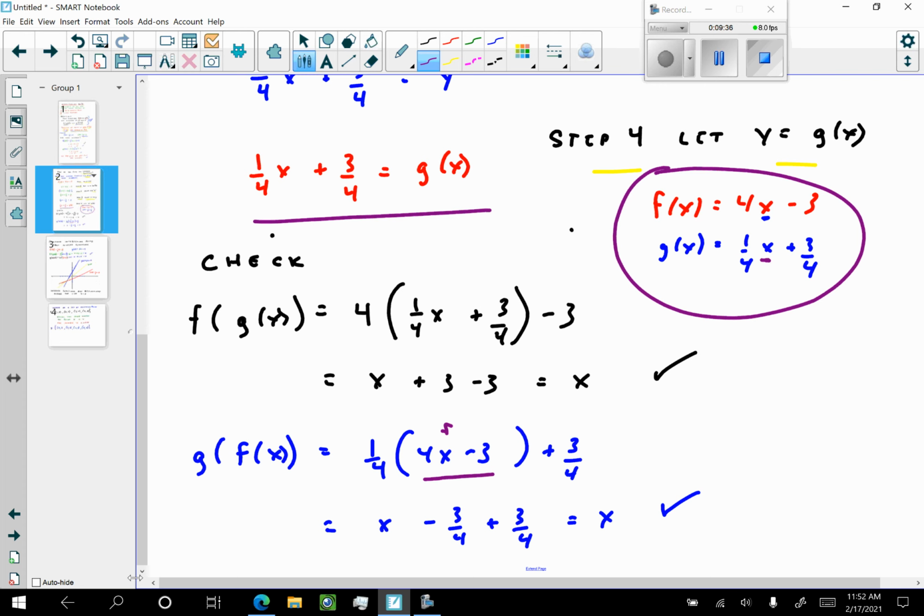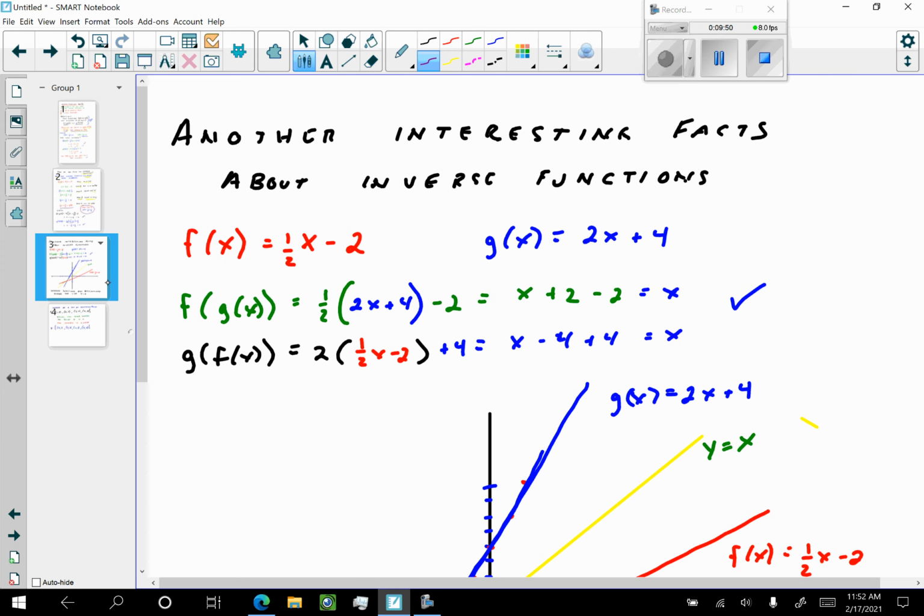Okay, here's something interesting. The next slide is going to show us an interesting property about inverse functions.